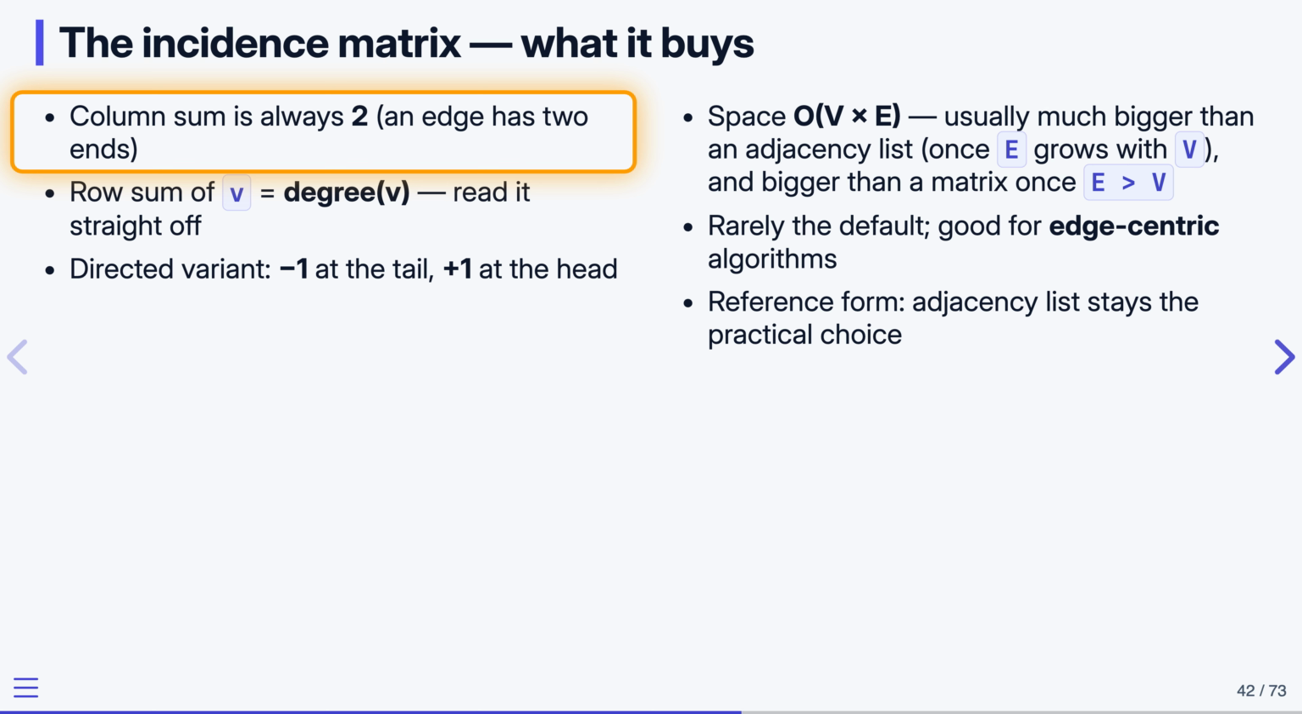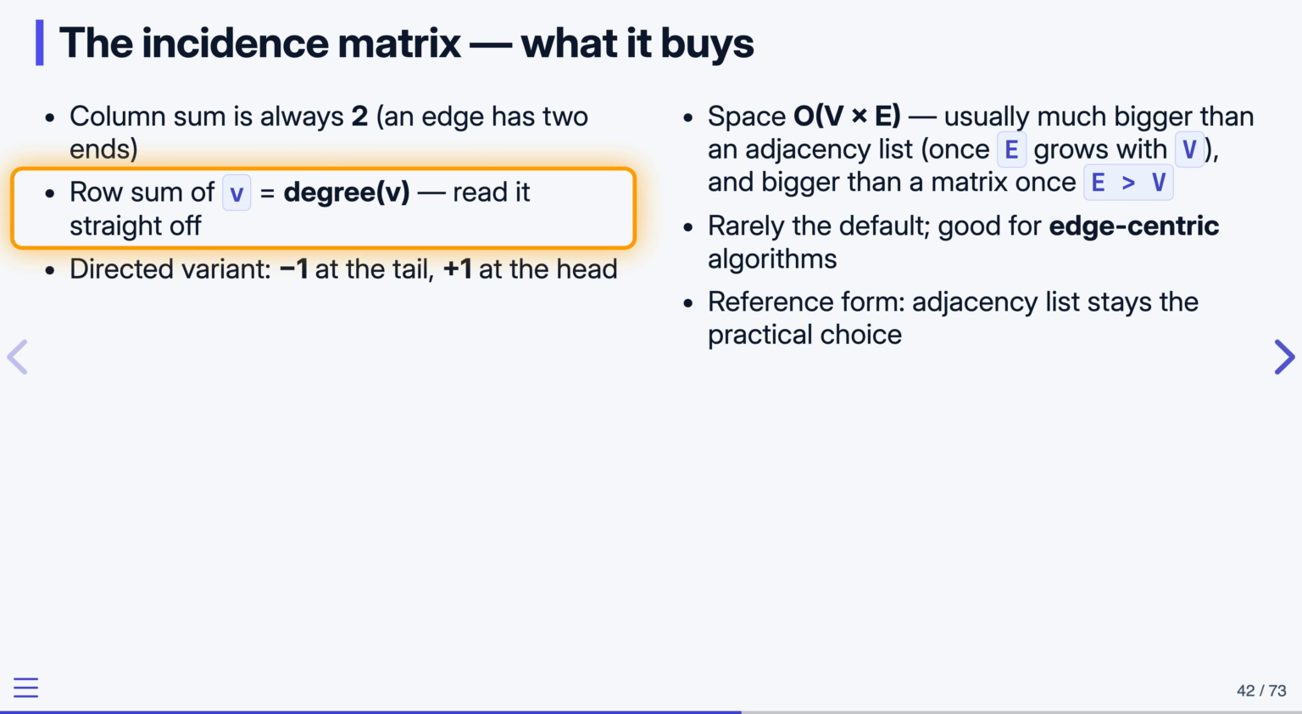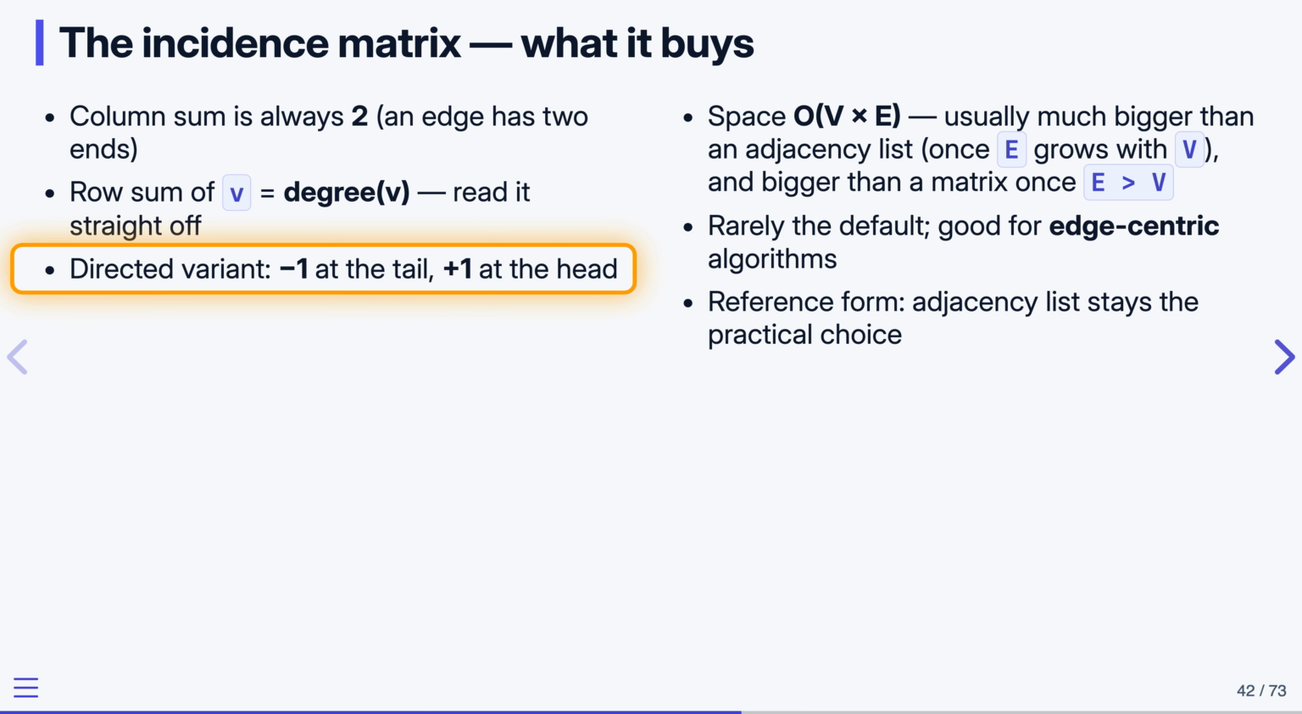Read the columns first. Every column sum is 2, because an edge always has 2 ends. Read the rows next. The row sum for vertex v equals the degree of v, so you read a vertex's degree straight off its row. And there is a directed variant. You write -1 at the tail and +1 at the head.